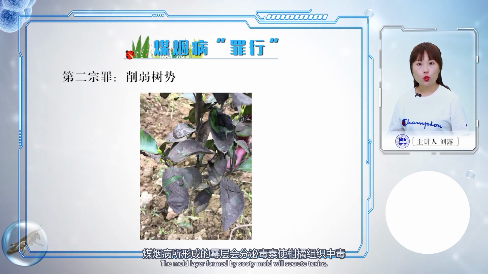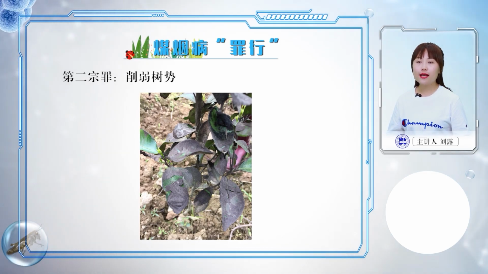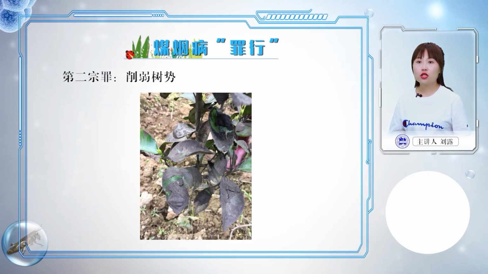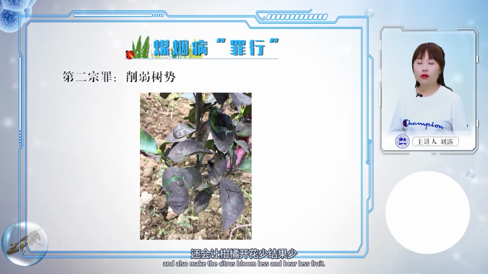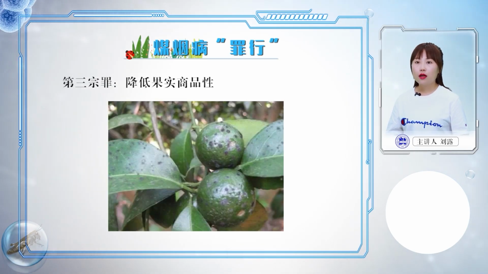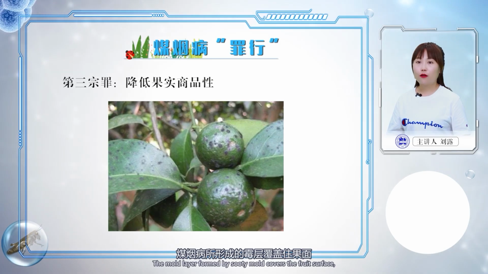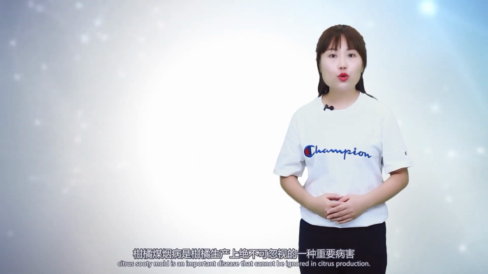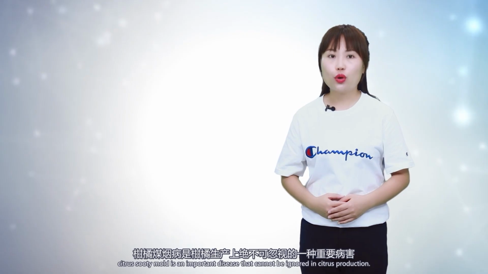The mold layer formed by sooty mold will secrete toxins, which will poison the citrus tissue, seriously weaken the tree vigor, aggravate the water transpiration of the tree body, curl and fall off the leaves, and also make the citrus bloom less and bear less fruit. Crime 3. The mold layer formed by sooty mold covers the fruit surface, which will cause poor fruits and affect sales. Therefore, citrus sooty mold is an important disease that cannot be ignored in citrus production.